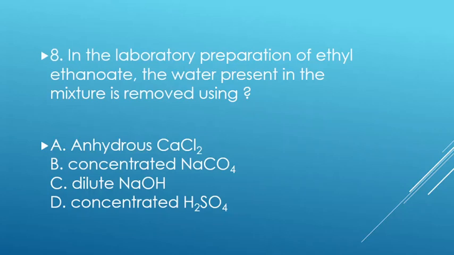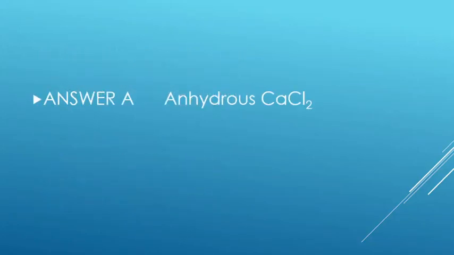Question number 8. In the laboratory preparation of ethyl ethanoate, the water present in the mixture is removed using A. Anhydrous calcium chloride, B. Concentrated sodium carbonate, C. Sodium hydroxide, D. Concentrated tetraoxosulfate 6 acid, H2SO4. The answer is A, which is anhydrous calcium chloride.